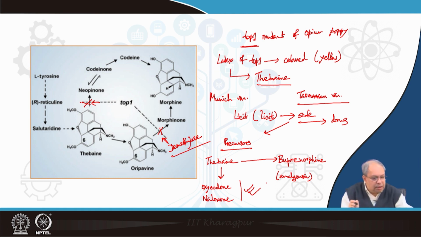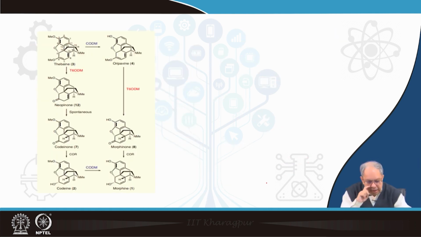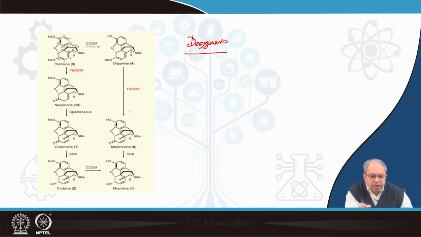So, now let us go to the next aspect. This is what I mentioned yesterday about the elucidation of the late steps of morphine biosynthesis, and there I mentioned dioxygenases. So, these dioxygenases play an important role. Although this is a demethylase, the function is like dioxygenases. So, that is why it is called dioxygenases.